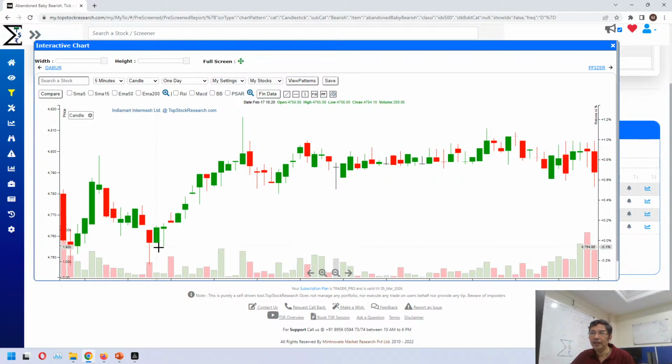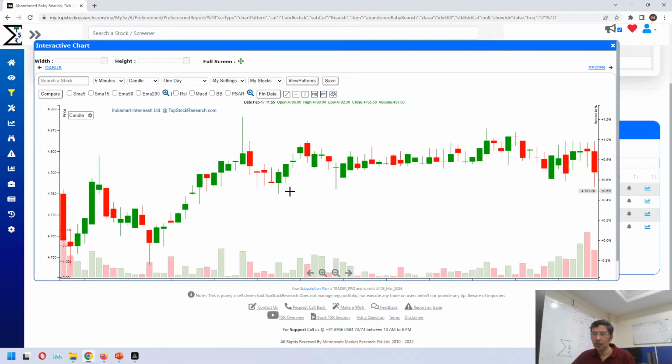Look at this example. This is a nice tweezer. This is basically a morning star, right? If you see, this is an abandoned baby bearish, right? Market has come down. Or this is a nice bearish engulfing, right? Nice bearish engulfing on top. Another bearish engulfing on top.